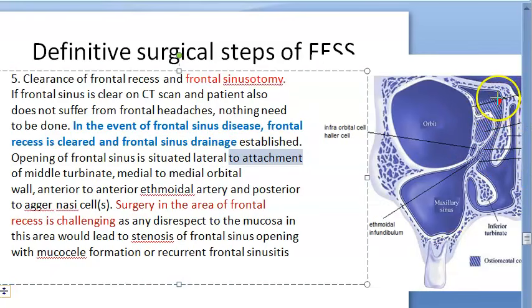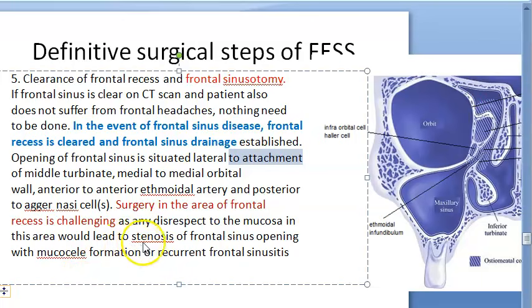Lateral to the attachment of the middle turbinate, medial to the medial orbital wall, anterior to the anterior ethmoidal artery, and posterior to the Agger nasi cells. So the surgery in this area is very challenging. You should be very careful.